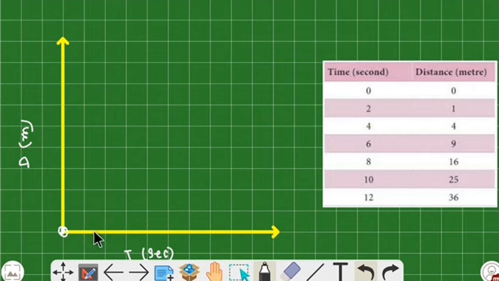So first we have to draw the scaling. So 0 to 12: 0, 2, 4, 6, 8, 10, 12. So this is 12. And for the distance, similarly we have to draw the scaling. So the highest value is 36. We can divide it equally; how many divisions are there: 1 2 3 4 5 6 7 8 9. So we can take 4, 8, then equally we have to divide.